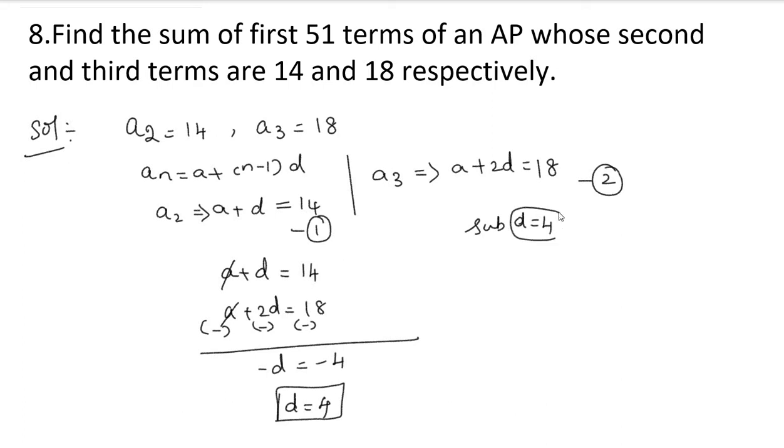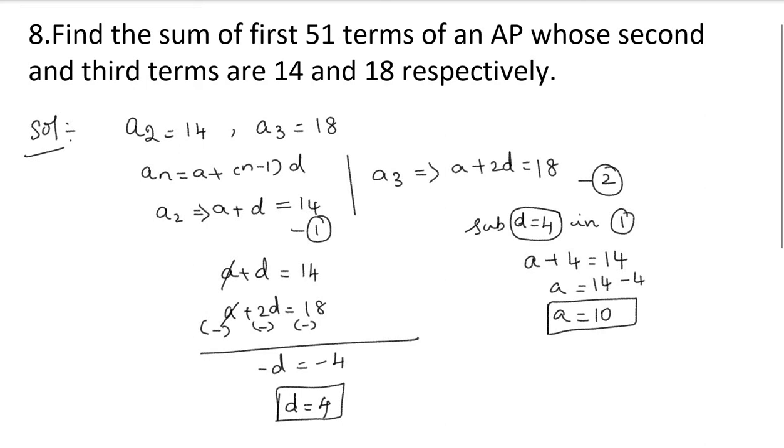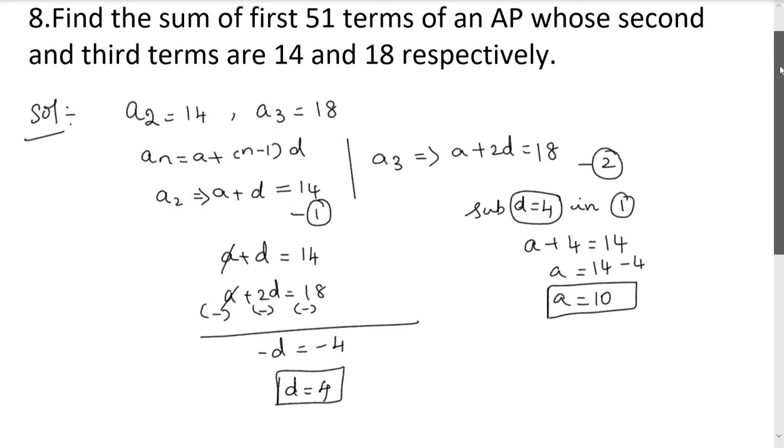Substitute D is equal to 4 in any one of the equations. Suppose I substitute in the first equation, I'll get A plus 4 is equal to 14. So A is equal to 14 minus 4, that is, A is equal to 10. Now I know what A is and what D is.